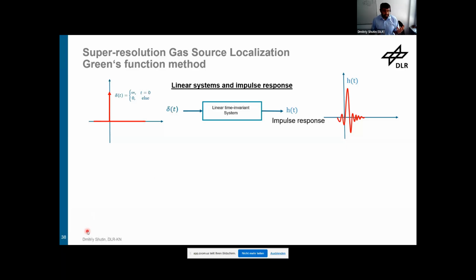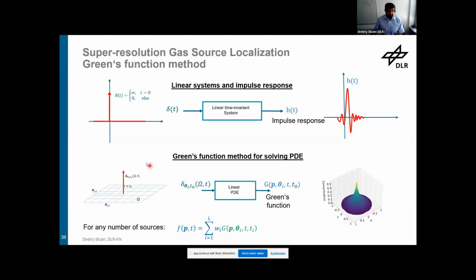And the Green's function is nothing different. The Green's function is effectively a response of a linear partial differential equation to an impulse, which is now a Dirac in time and space. The system response is more complicated in this case, but it's still a response of the system to an impulse, and this is what is typically called the Green's function.